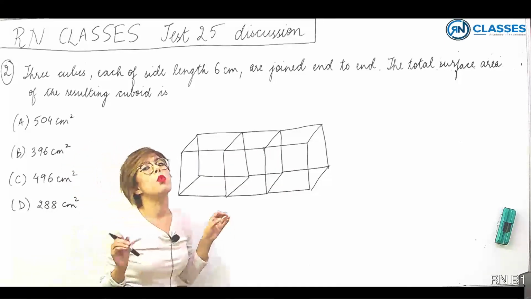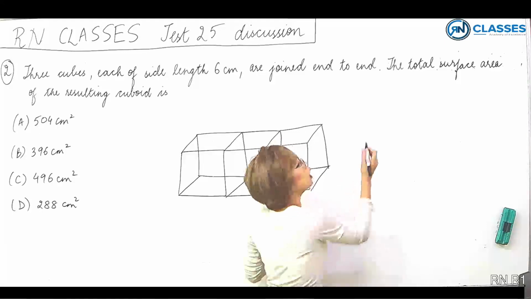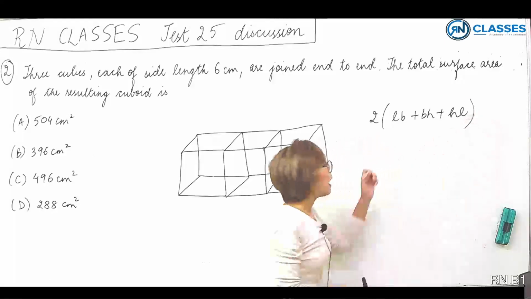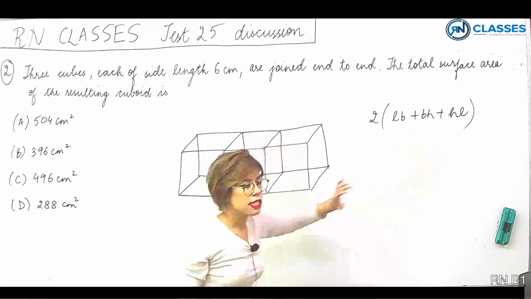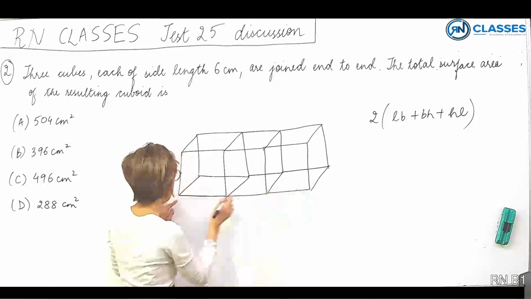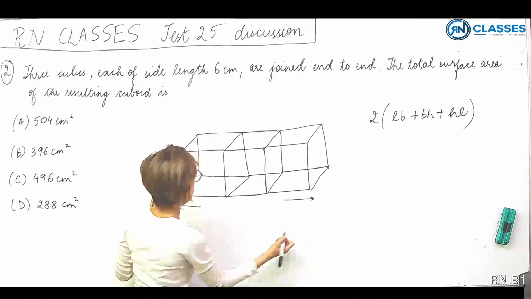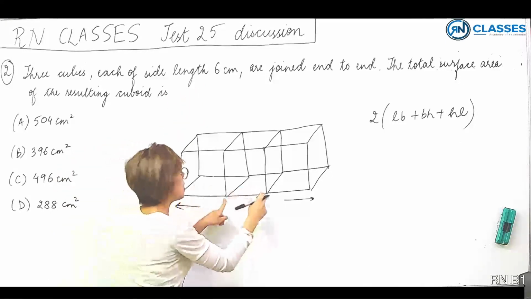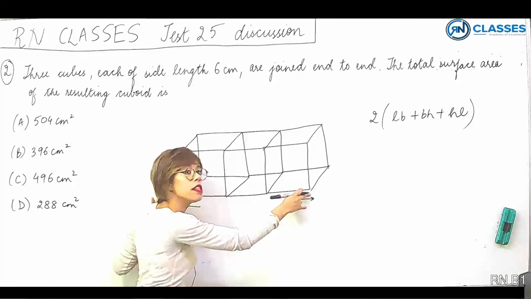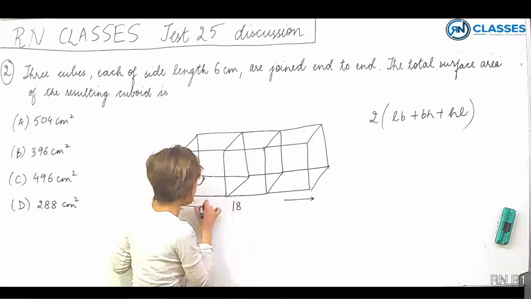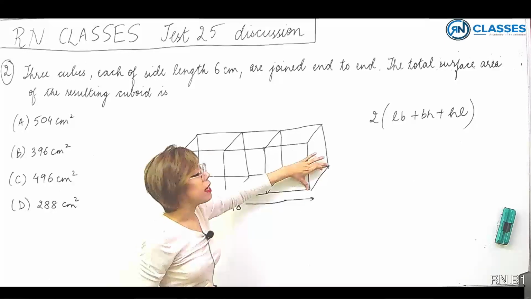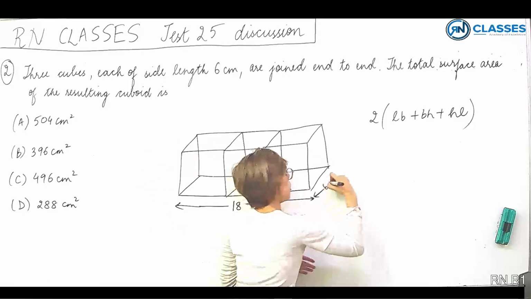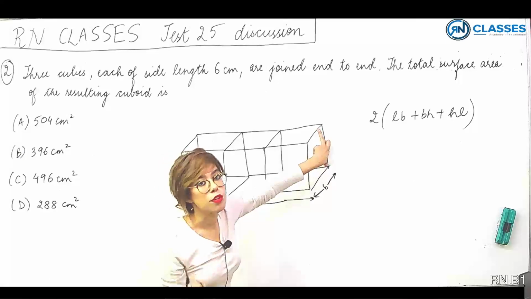Now, if I want to write the total surface area, the formula is 2 into LB plus BH plus HL. Right? I need length, I need breadth, and I need height. So length of this cuboid, the entire length. I know this is 6, because side length is 6. This is 6, this is 6, this is 6. That means the entire length is 18. Right? 18 centimeters. Good. Then let's talk about the breadth of the cuboid. Now breadth of the cuboid will be 6, obviously. Right, and the height will also be 6.